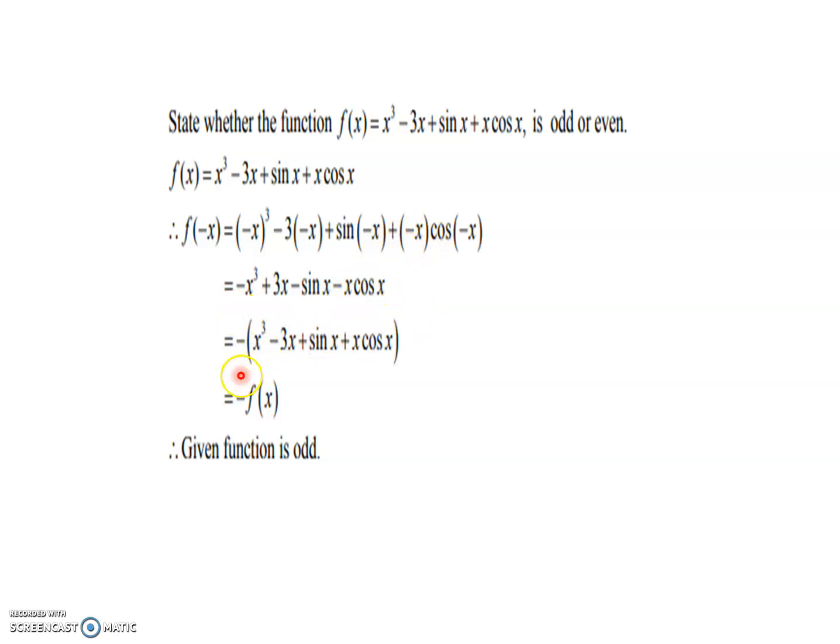We have to take the minus sign common: −(x³ − 3x + sin x + x cos x). It is exactly −f(x). That means we have to prove that f(−x) = −f(x), so the given function is odd.